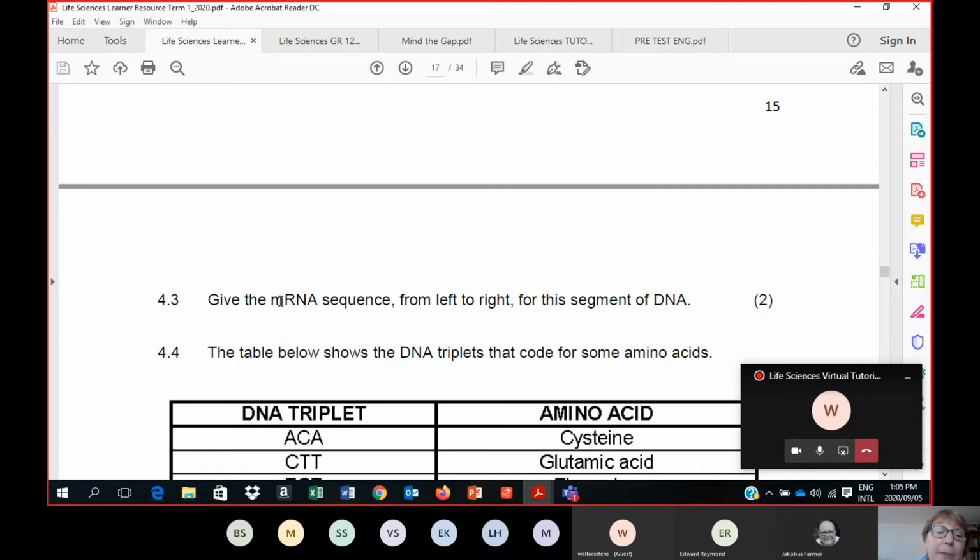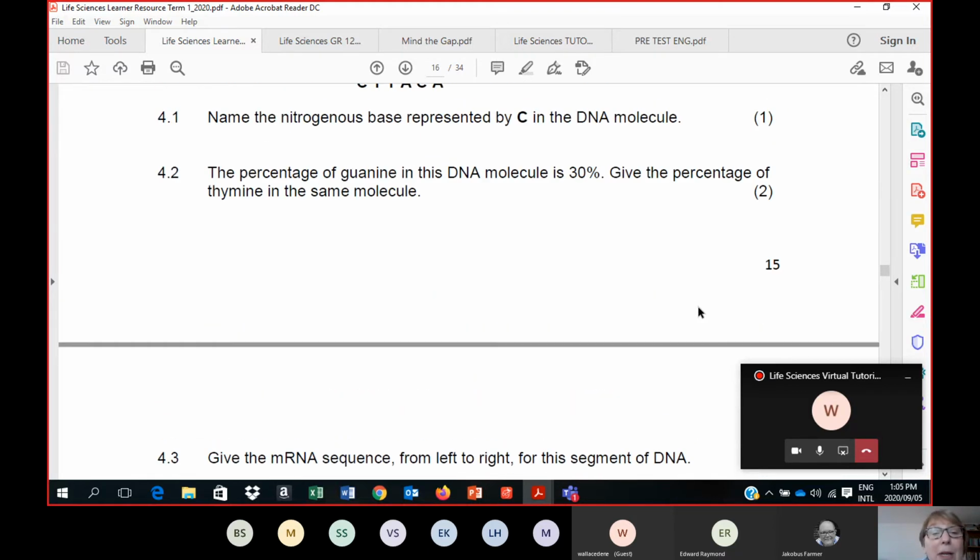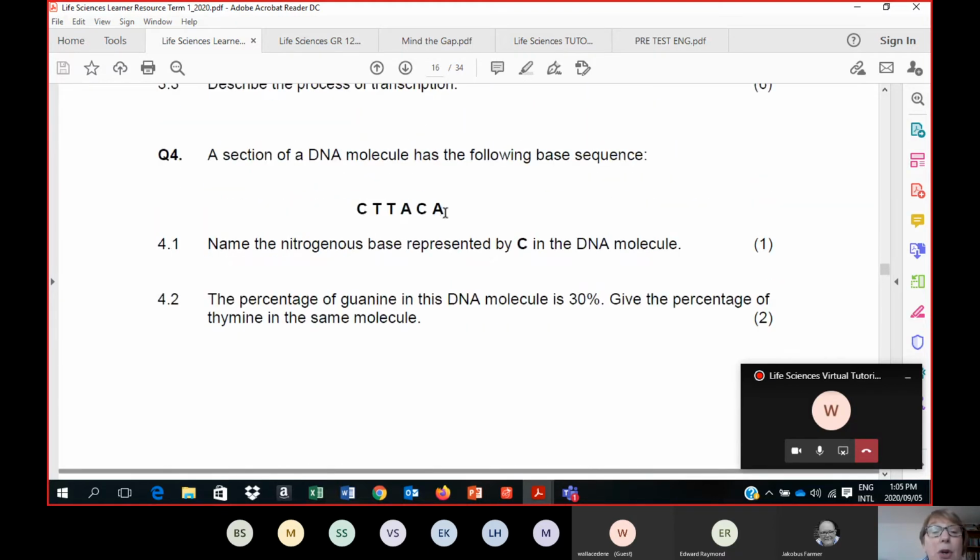Then it says, give the messenger RNA sequence from left to right for the segment of DNA. So let's just go back to this again. Now this is a section of DNA. So opposite C, we're going to have a G because we know those two join together. Opposite T, many of you are going to say, oh, we're going to have an A. That is correct. Then opposite T, we have A.